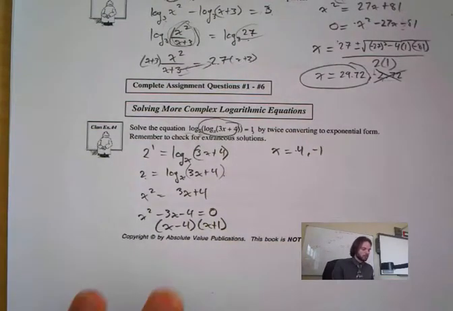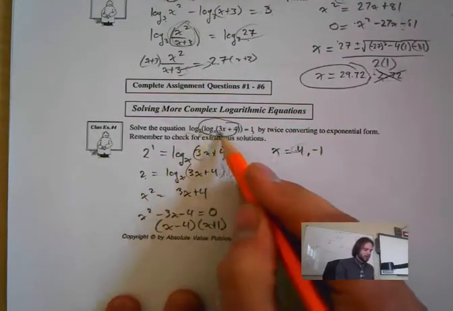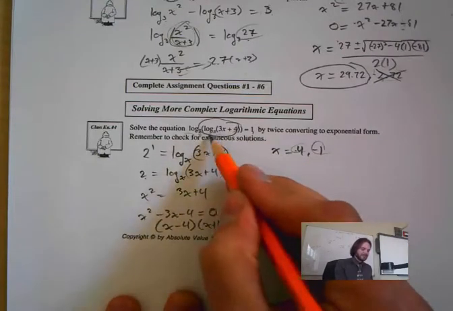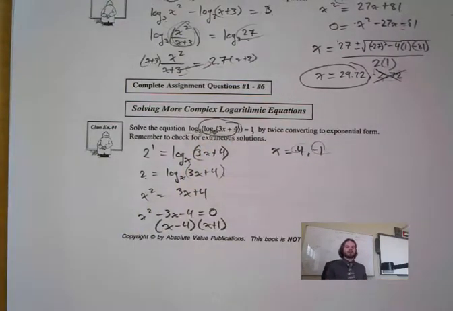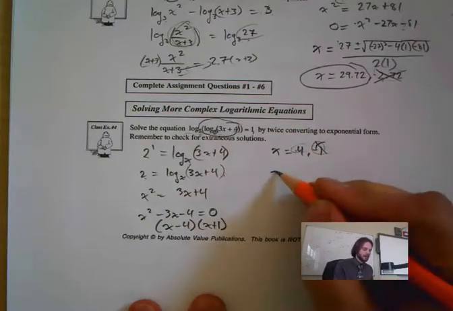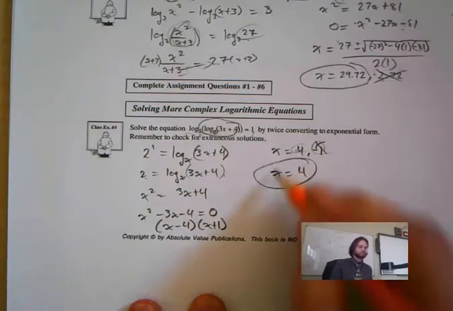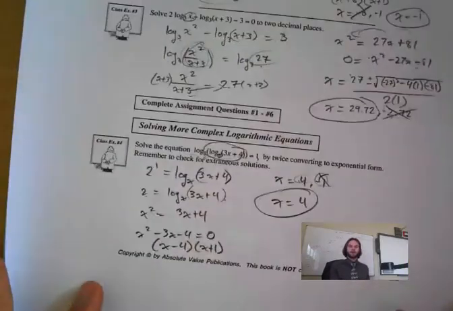Let's check both of them out. The 4 will work, everything's positive. Negative 1, I can't have a base of negative 1, can I? So the negative 1 doesn't work, x could only equal 4. Okay, that's the only one that will work.